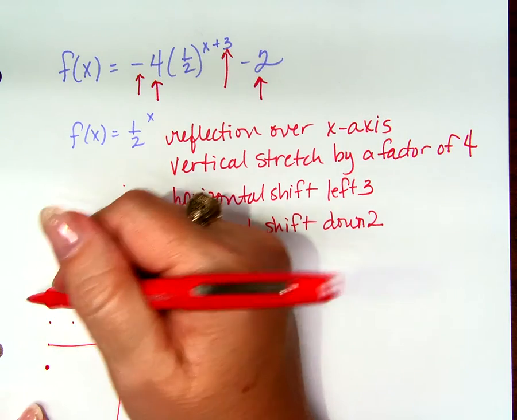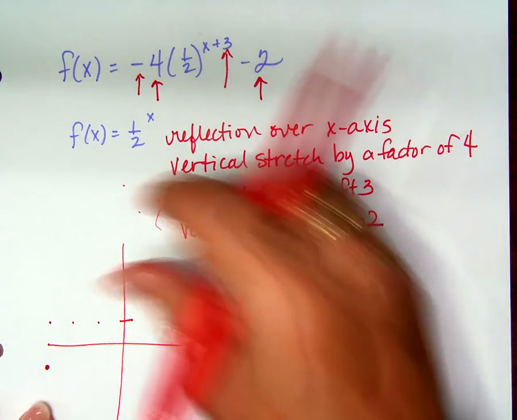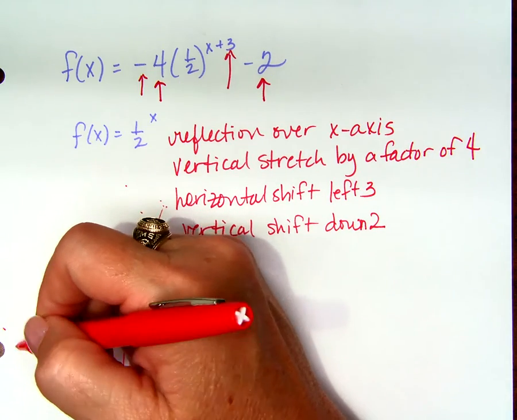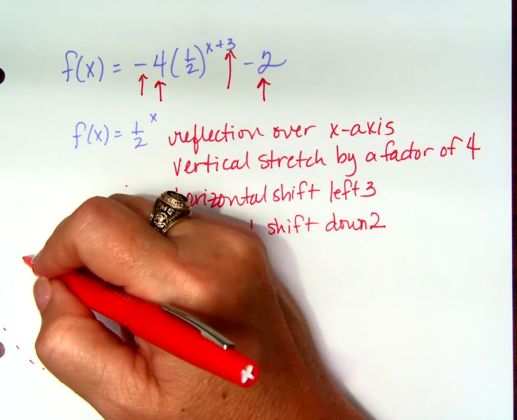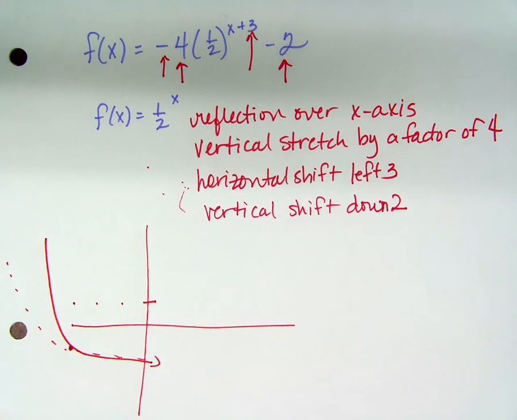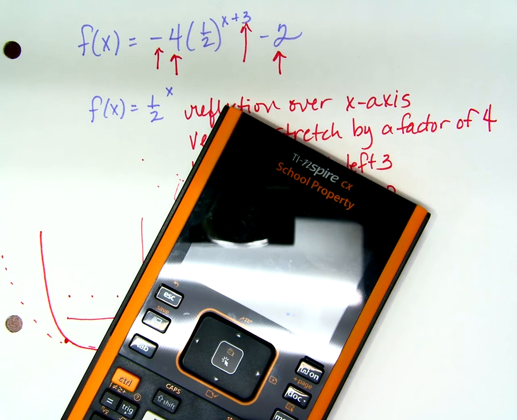Okay? So I know it's going to go like that somehow, but there's also vertical stretch by a factor of 4, so we've stretched it this way. So instead of something like this, it's going to be more steep, like that. Got it? Again, if they want anything more specific, we have our calculator. Okay?